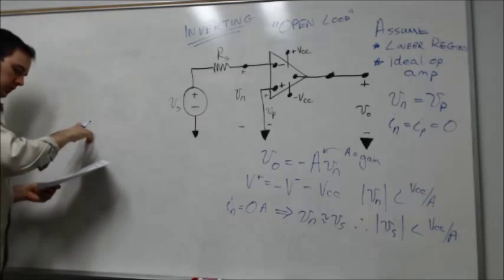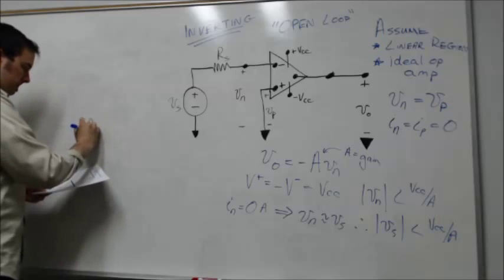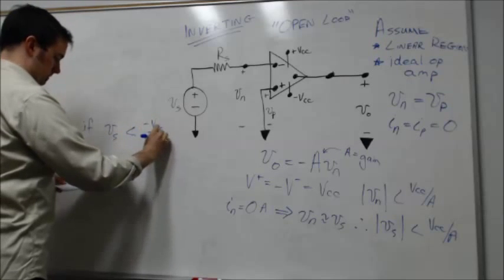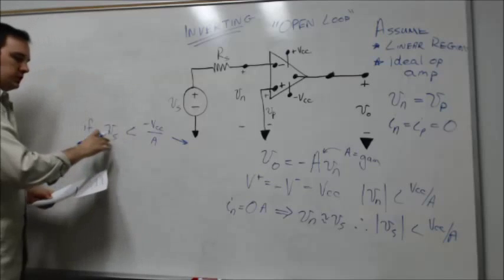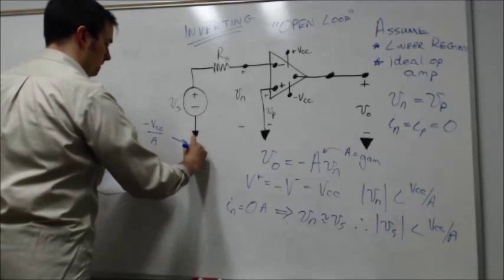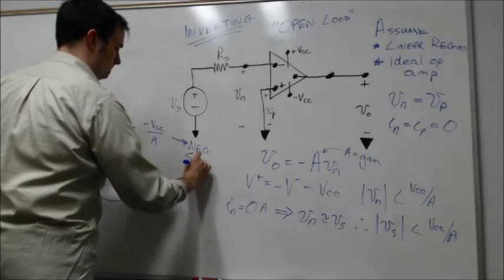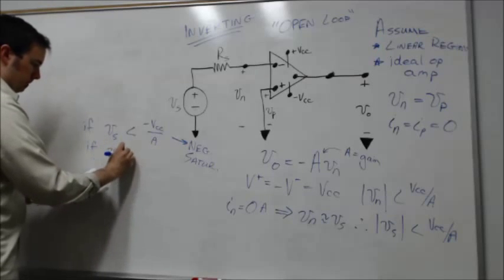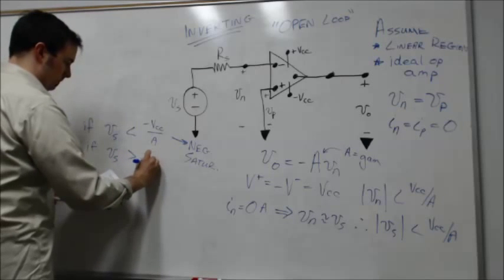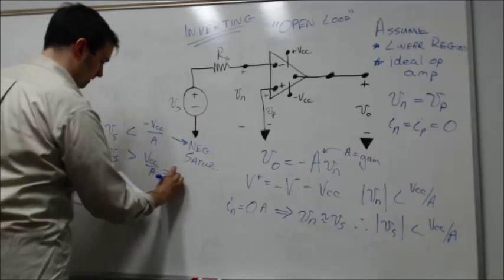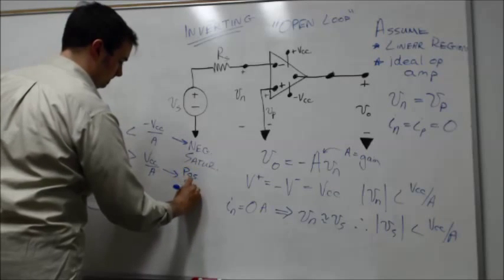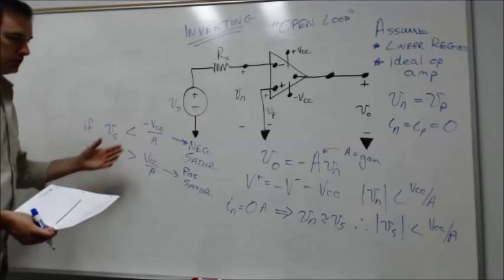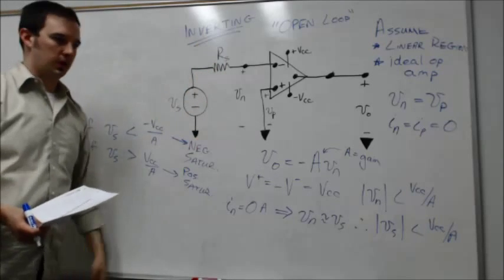So let me maybe come over here. A couple of things we can say about that. If Vs is less than minus VCC over A, so if it does go outside of that boundary, then we know that we're in negative saturation, right? And similarly, if our input Vs gets to be larger than whatever that VCC over A quantity is, then we'll be in positive saturation. Okay. So that's just the main points as far as when you're working in the open loop mode.